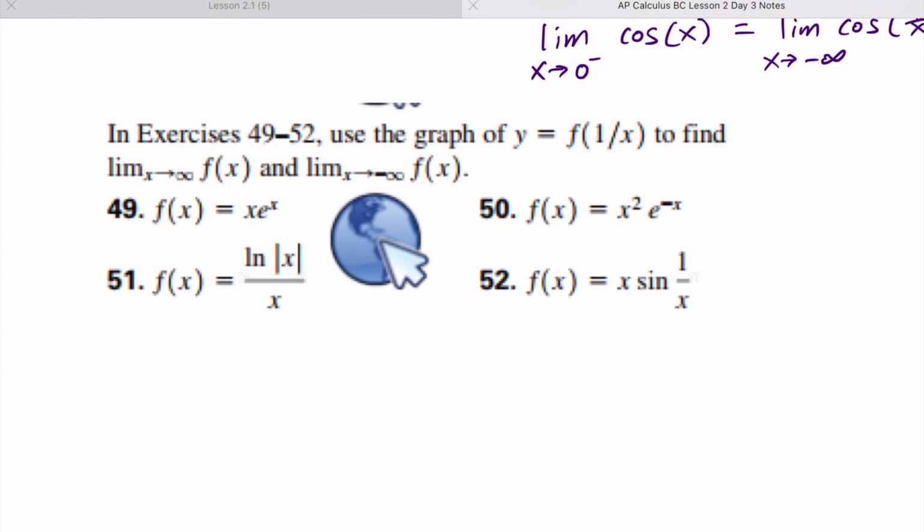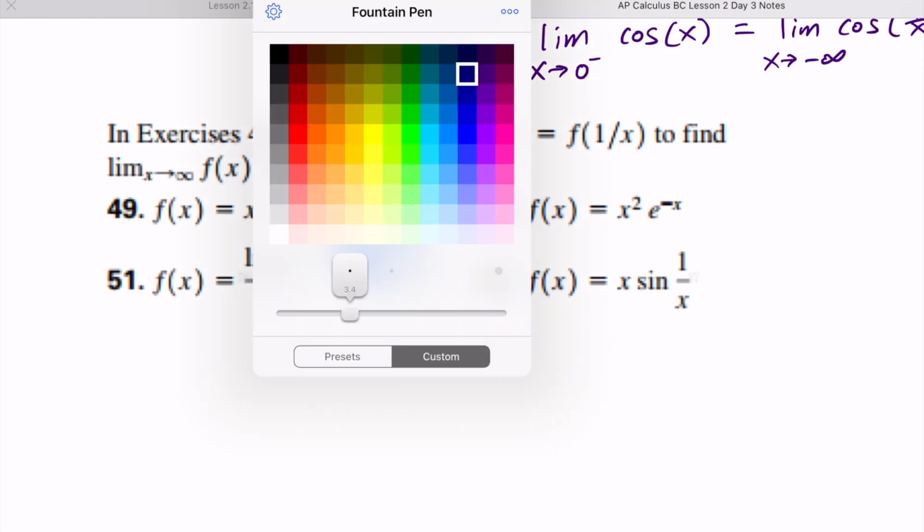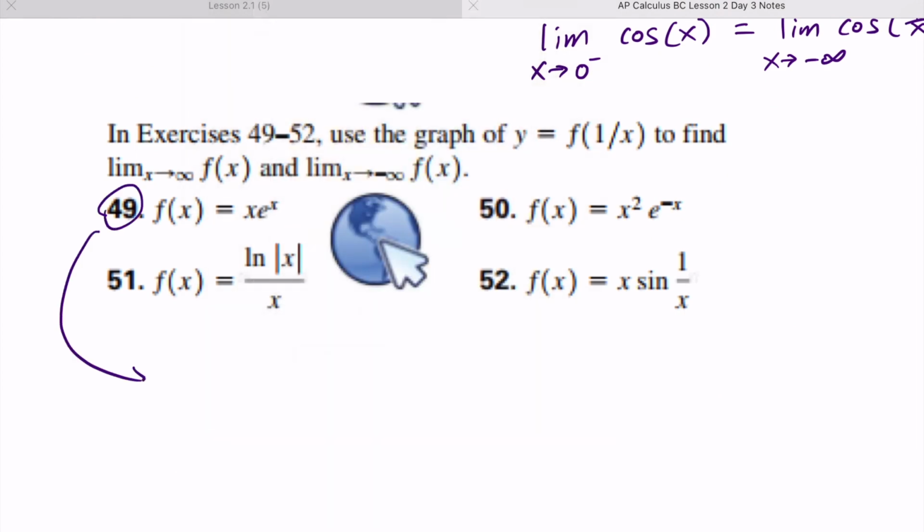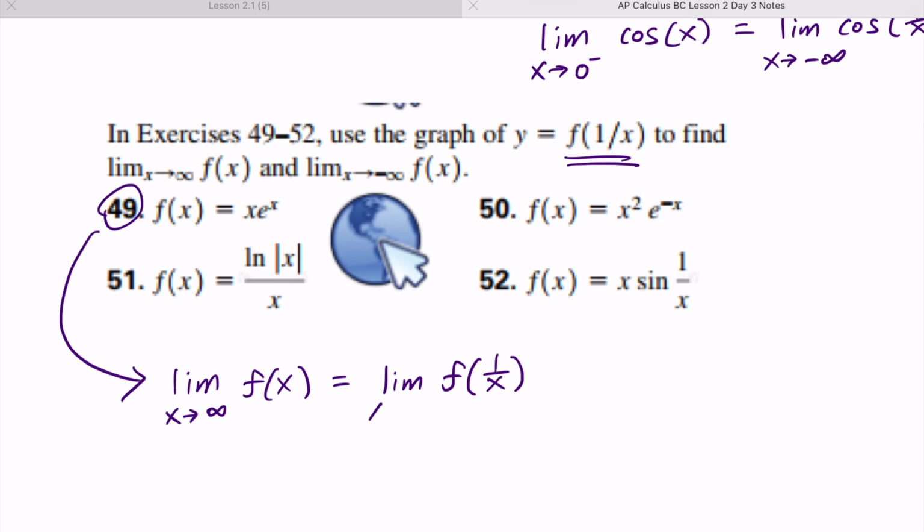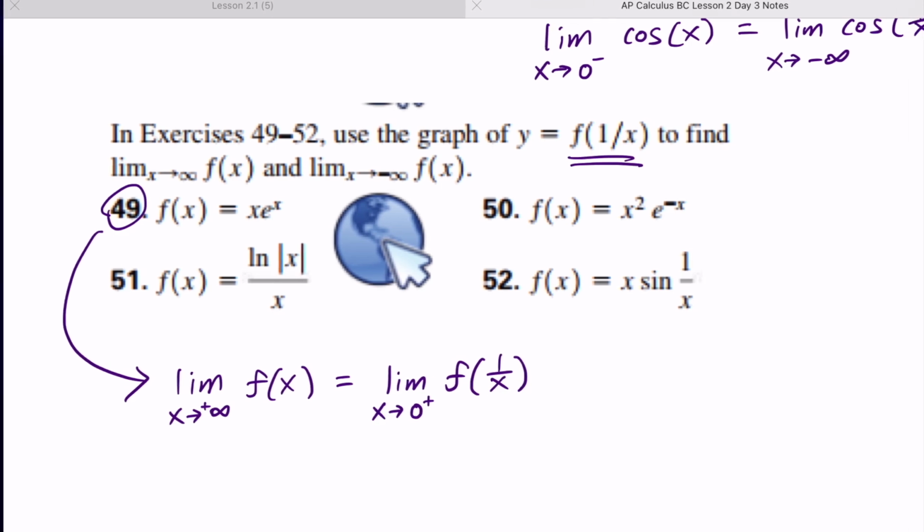Let me see, what do we have? Let's take a look at one more here. Number 49. So without having to graph the original function f of x, we're going to use the graph of f of the reciprocal. So how do I do that? The limit of f of x as x approaches positive infinity would then be equal to the limit of f of 1 over x as x approaches 0 from the right side. So maybe I should put a plus sign to emphasize that this is positive infinity.